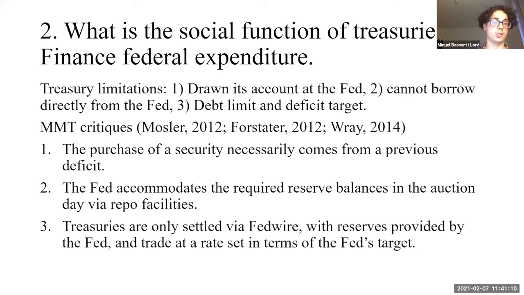What are the social functions of treasuries? I have selected three. First, finance federal expenditure. Here I will endorse the critiques of modern monetary theory. It is an institutional arrangement that the treasuries have to be first issued through an auction, and then these are traded in the private sector. But these auctions are commonly accommodated by the Fed through repo facilities. So it is essentially the same at the end of the day in terms of balance sheets as an intra-Fed treasury transaction. So here I wouldn't say that the whole story is here.